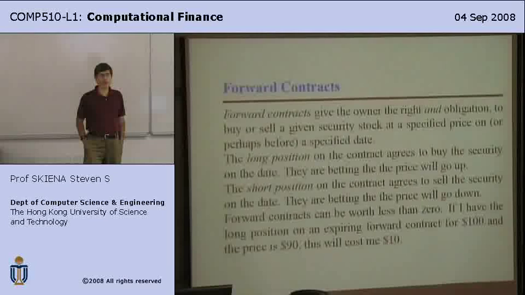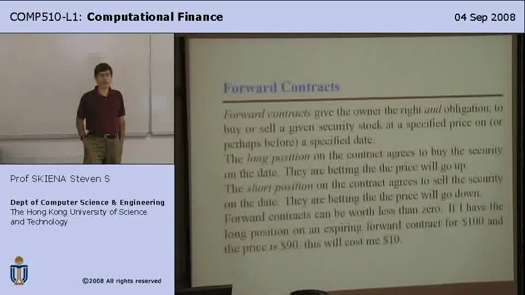When you buy any of these securities, there are notions of long and short positions. I'm just going to say it now, and then maybe we'll talk about this again next time. A long position on a contract agrees to buy something. So if I have a forward contract to buy Microsoft, I will agree to buy it on a particular day. I am considered as going long, because if I agree to buy something a year from now at a price, I am hoping it will go up.